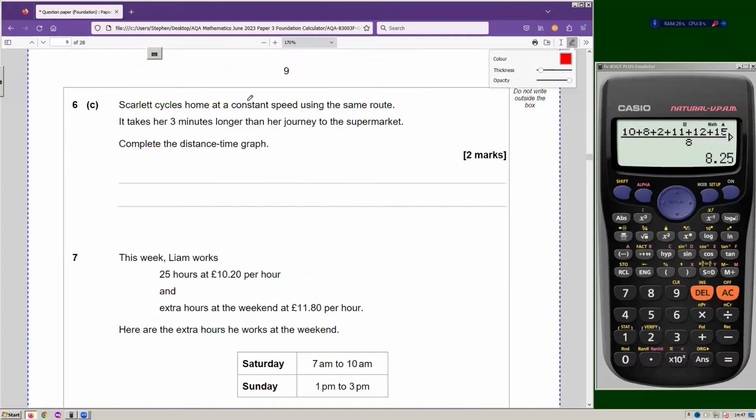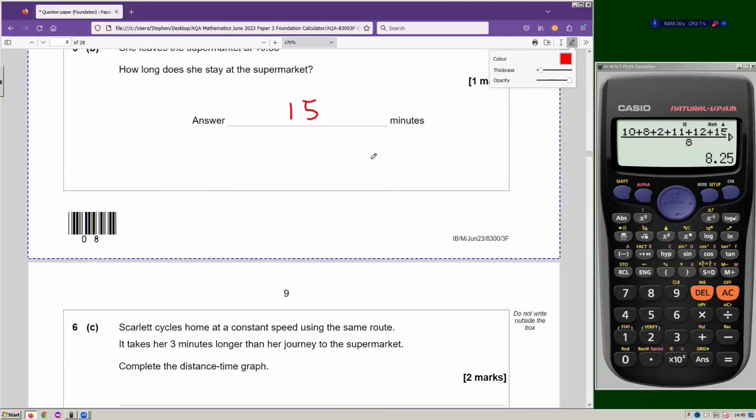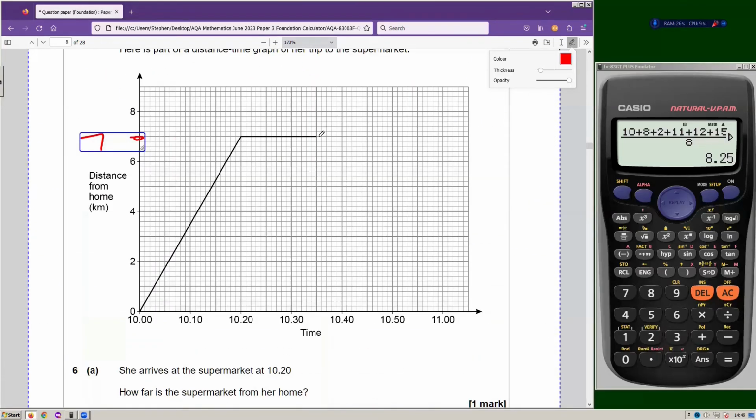Scarlett cycles home at a constant speed using the same route. So another 7 kilometers. Takes her 3 minutes longer than her journey to the supermarket. Complete the distance time graph. Okay, I've just removed some of my text I had on there before. So we're going from there. It took us 20 minutes to arrive, or took her 20 minutes to arrive. And now it's going to take 23 minutes to come back.